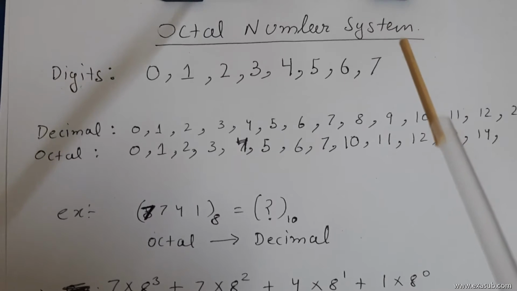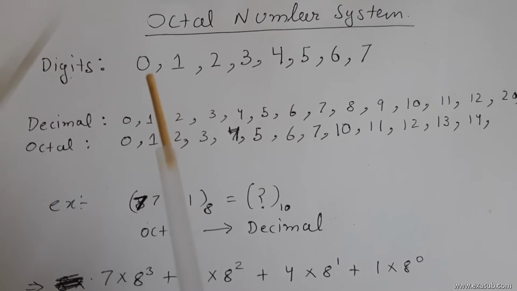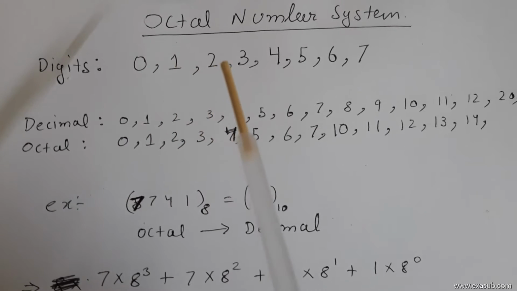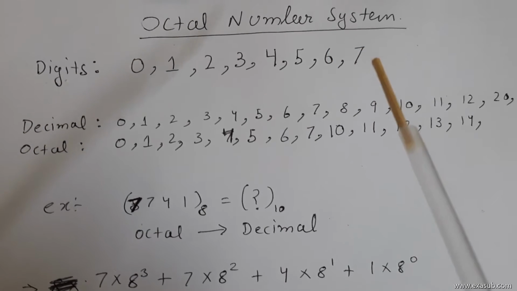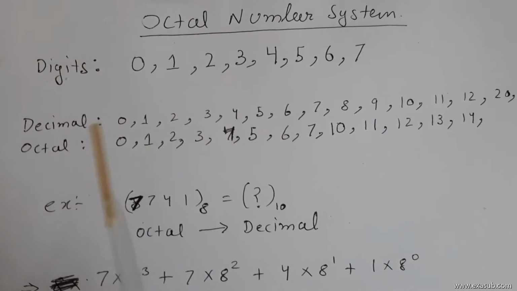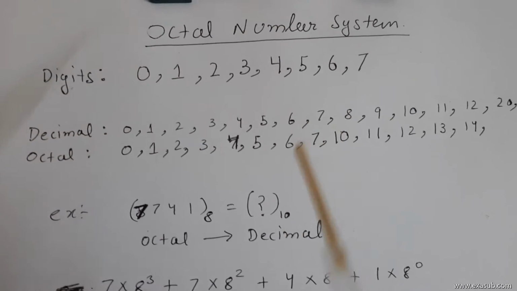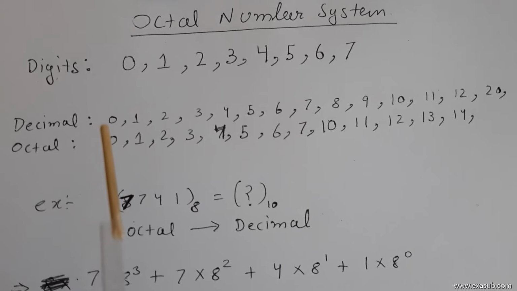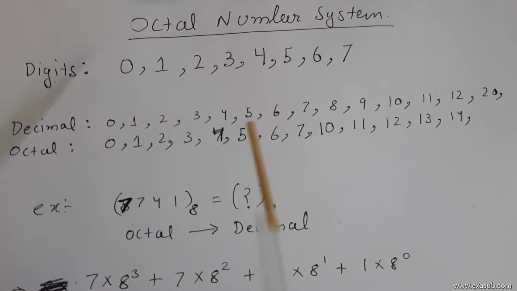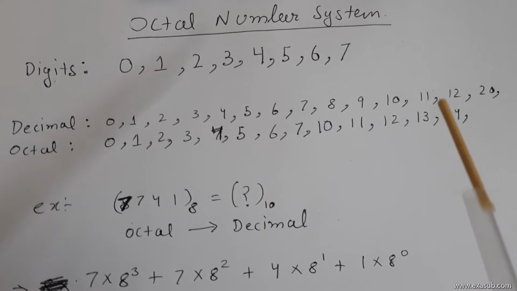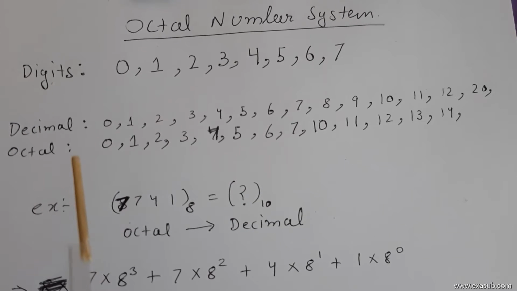Octal number system. In the octal number system, we have digits 0, 1, 2, 3, 4, 5, 6, 7. So there are only 8 digits, from 0 to 7. In decimal we have numbering like 0, 1, 2, 3, 4, 5, 6, 7, 8, 9, 10, then 11, 12, and it goes on. How do you count in octal?